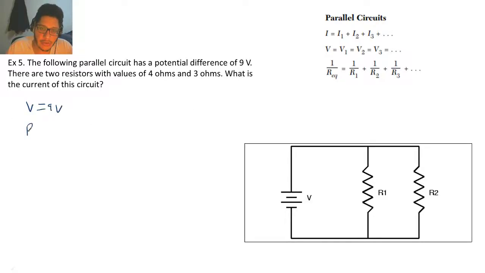I've got 2 resistors, but I can't just add them up like I did in the series circuit. I have to do that funky math, so I'm not ready to do that yet. And I'm solving for current. So I've got 4 ohms. And I've got 3 ohms.